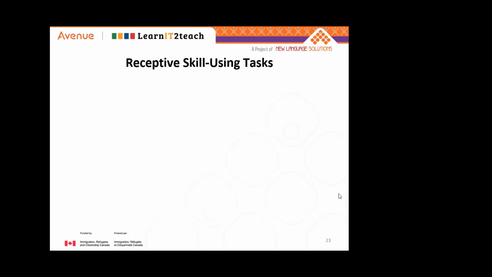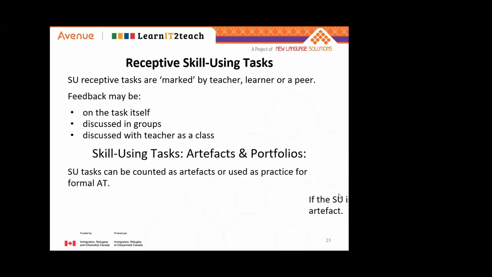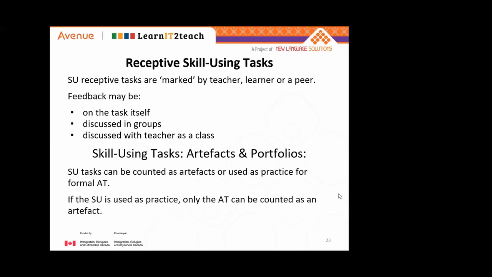For receptive skill using tasks, they are marked by the teacher or a learner or a peer. Action-oriented feedback may be included on the task itself or discussed in small groups with the teacher as a class. When it comes to counting skill using tasks as artifacts to go into portfolios, it should be noted that while skill using tasks can go into student portfolios and can be counted as artifacts, if they are used as practice for formal assessment tasks, then only the formal assessment task can be counted as an artifact. We keep on saying that there's no double dipping here.